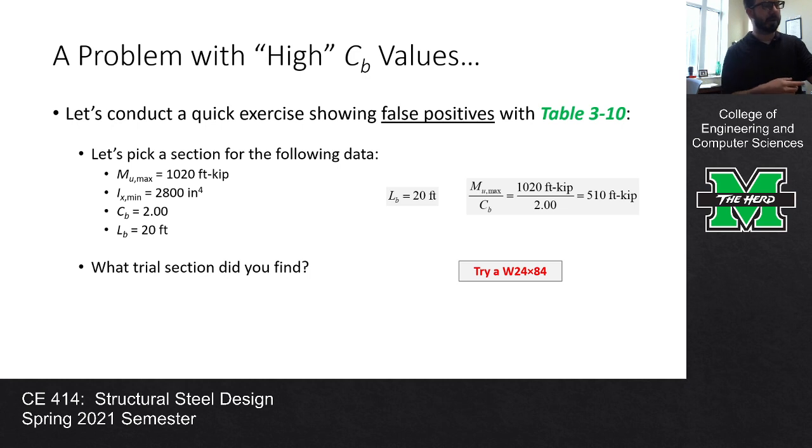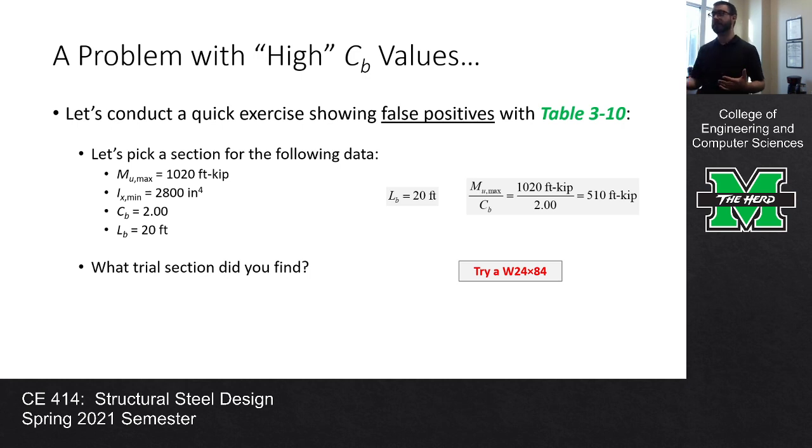And so again, what we would be doing is going into the beam charts. I believe the page that we're probably going to be on is something like 510 on the y-axis, and then an unbraced length of 20 feet. So I'm actually on the left page, I'm on 3-116. And you can see, yeah, 20 feet there. You can see where the W24x84 is. Now, that's a trial shape.